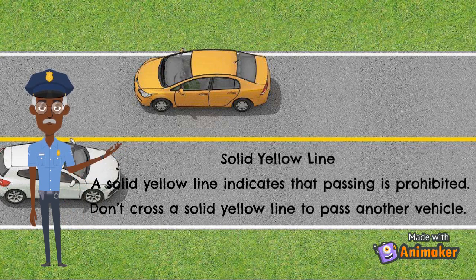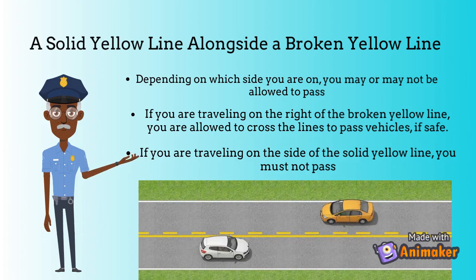A solid yellow line alongside a broken yellow line. Depending on which side you are on, you may or may not be allowed to pass. If you are traveling on the side of the broken yellow line, you are allowed to cross the lines to pass vehicles, if safe. If you are traveling on the side of the solid yellow line, you must not pass.